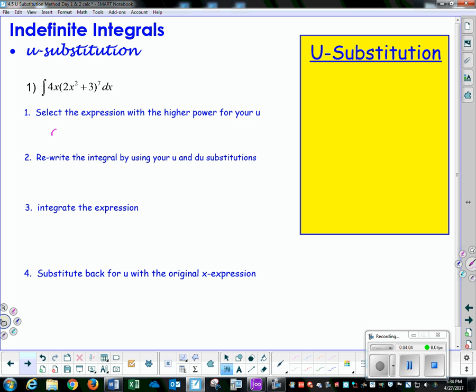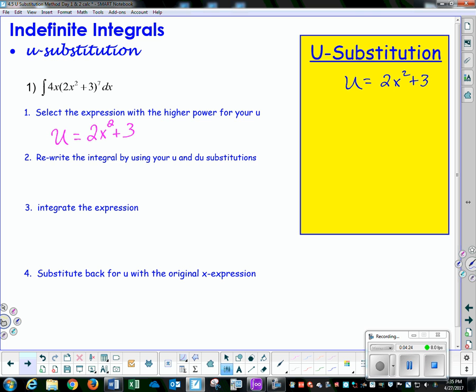So I'm going to select the expression with the higher degree, which was my 2x squared plus 3. That I'm going to set up to be my u. And then I'm going to go over to the side here, and I'm just going to do a little bit of calculating.